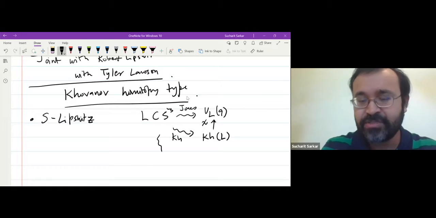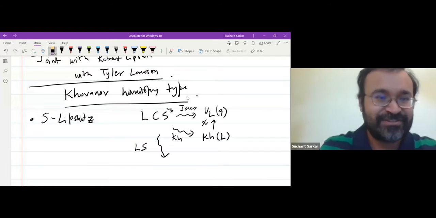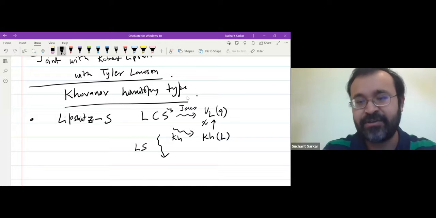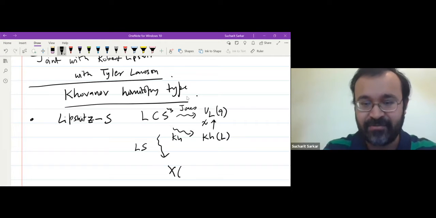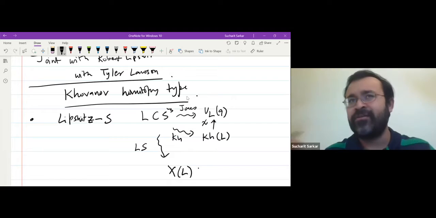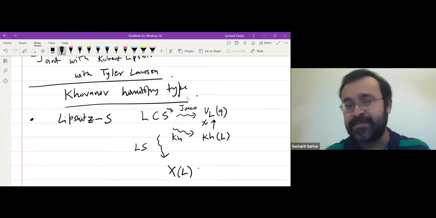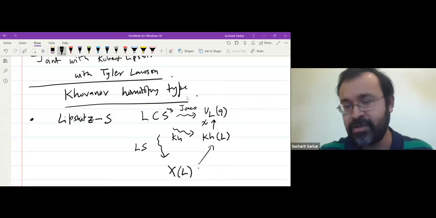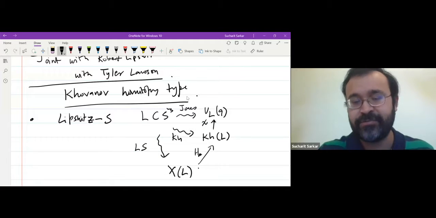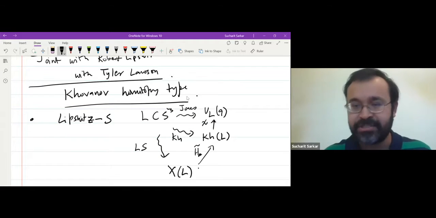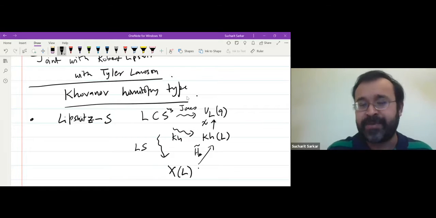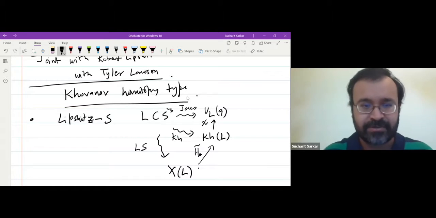And then what we tried to do, Lipschitz and Sarkar, is we tried to construct a space. We just called it X of L. So it's just a space, or rather a homotopy type. The stable homotopy type of the space is an invariant. And the way you get the homology is just by taking the ordinary, reduced homology, and you get Khovanov homology back. So instead of a homology group, you now have a space. That's our generalization, that's our construction.